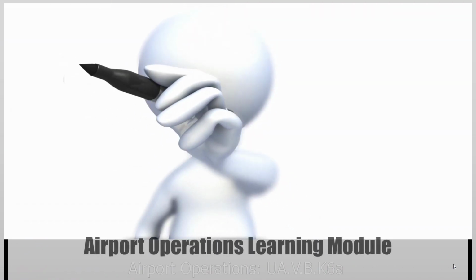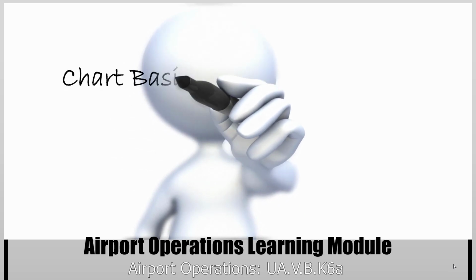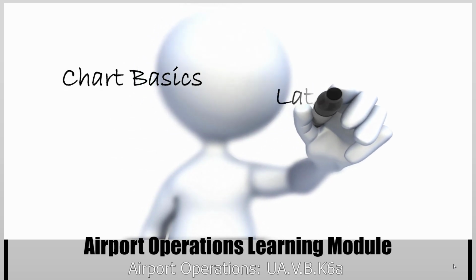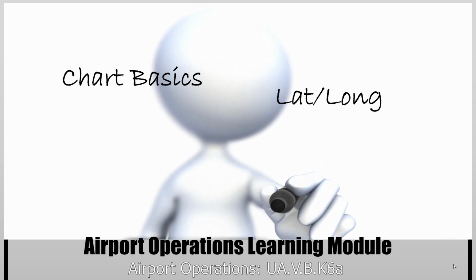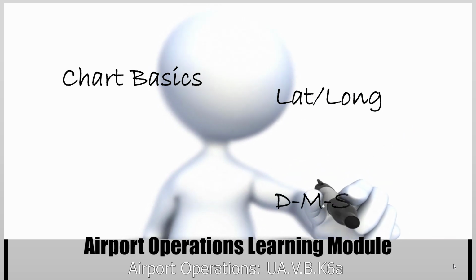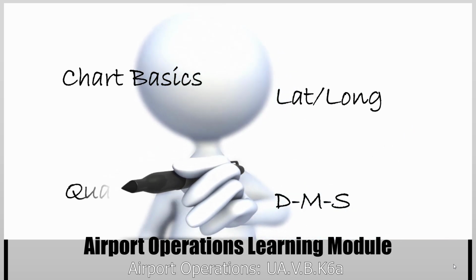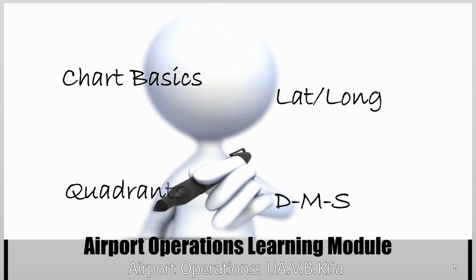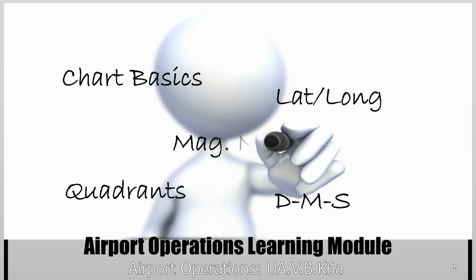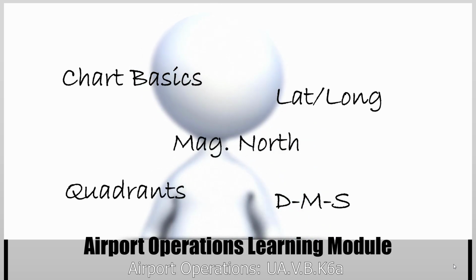Welcome back. This section is a large section, and it's broken down into 3 smaller sections. This first section we'll be talking about charting basics, degrees, minutes, and seconds that are used for latitude and longitude, chart quadrants, and understanding magnetic north.